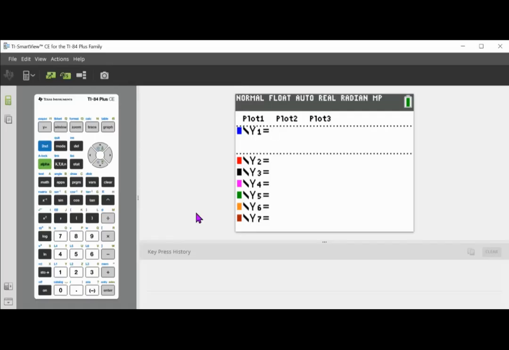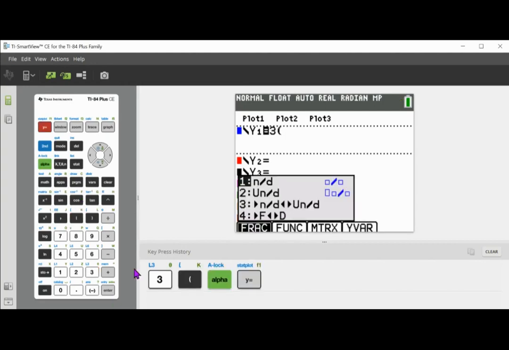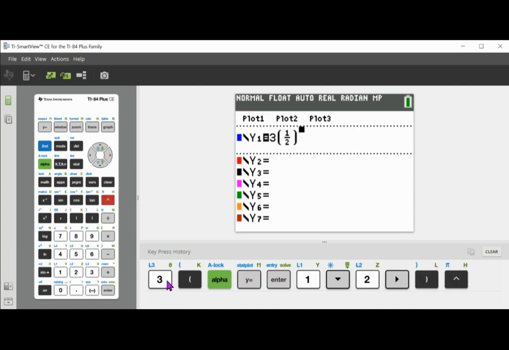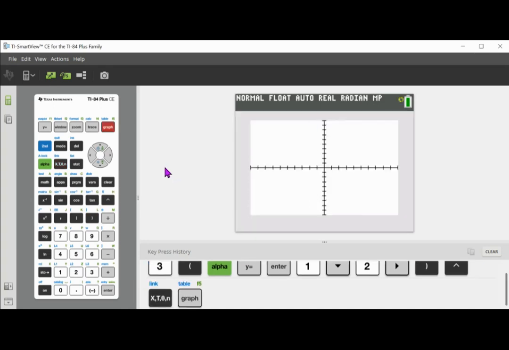So again, I'm going to type this into the calculator, get my table, and plot my points. With example 3, we are going to be typing in 3 parentheses. We're going to need to make a fraction, so alpha y equals, enter, 1/2 parentheses exponent of x. So your screen should look like my screen on your calculator. And again, we are going to graph this.